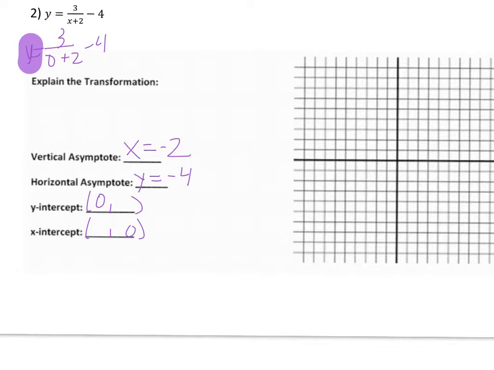Now, because it's already equal to y, you could put this straight into your calculator. Make sure to put this in parentheses, and you would get your answer out. So my y-intercept would be negative 2.5.